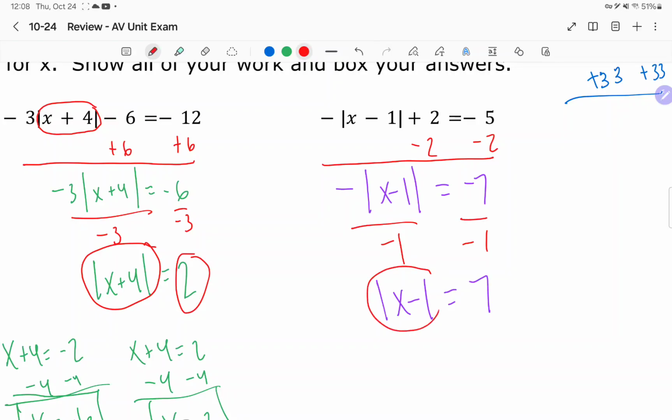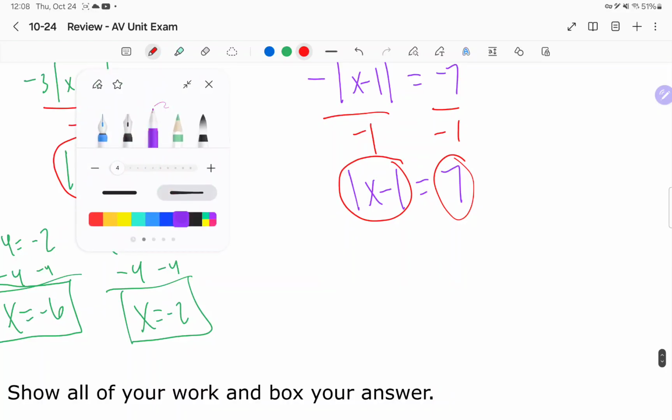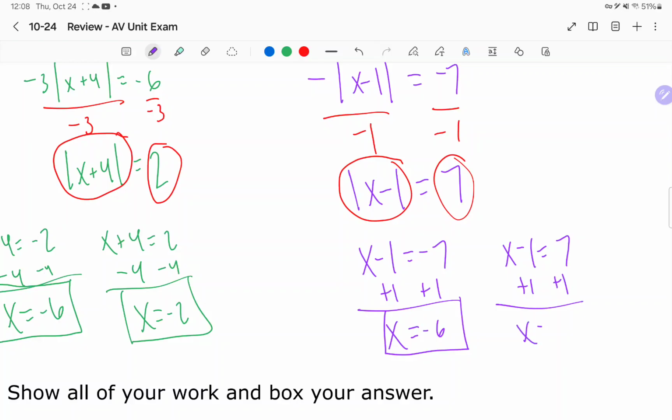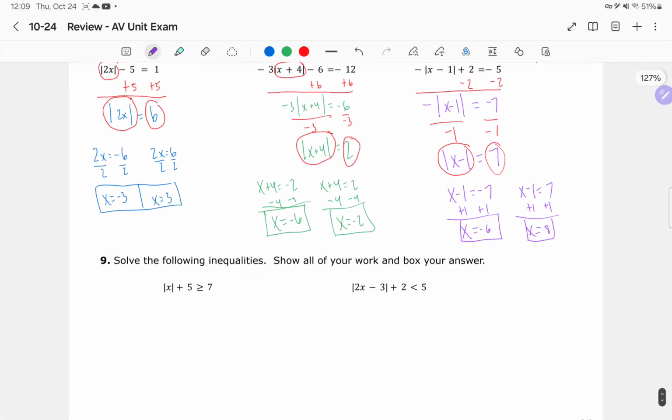Again, here we can say isolated. So your two equations: x minus 1 is equal to negative 7. x minus 1 is equal to positive 7. So add the 1 here. x equals negative 6. Add the 1 here. x is equal to 8. Alright, and the last, we're doing our inequalities.